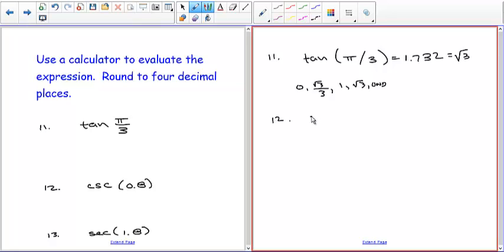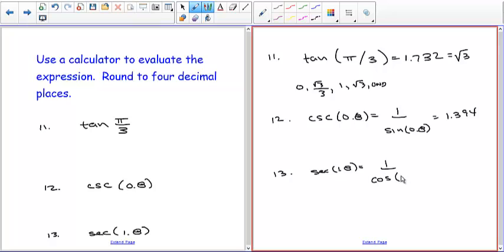The cosecant of 0.8. Again, you got to make sure your calculator is in radians. The cosecant is 1 over the sine of 0.8. So we take 1 divided by the sine of 0.8. And I get 1.394. And in 13, the secant, you take 1 over the cosine. Secant is 1 over the cosine.